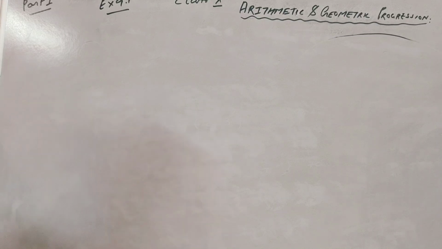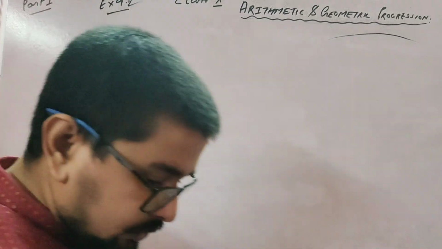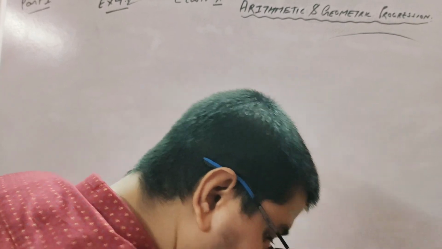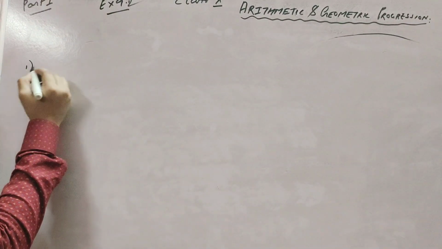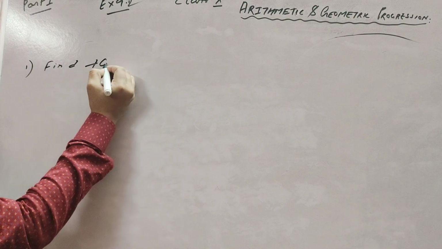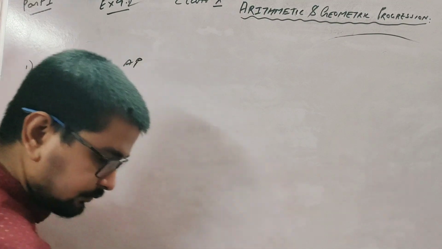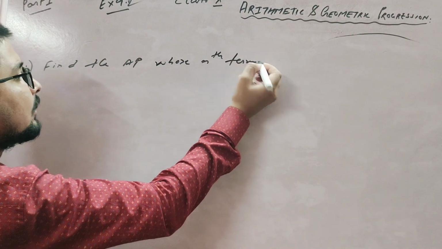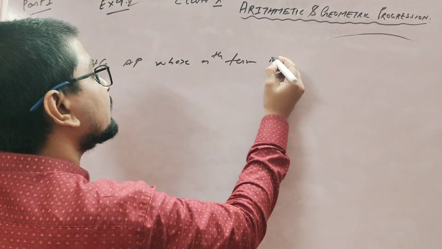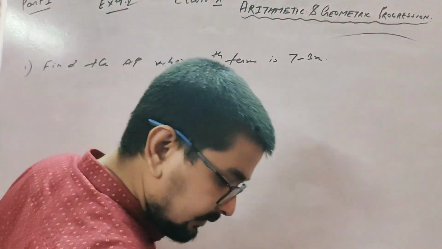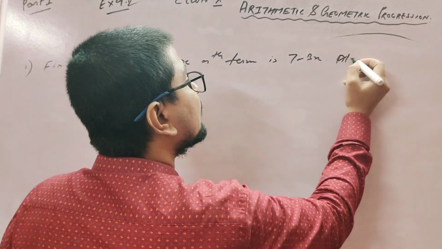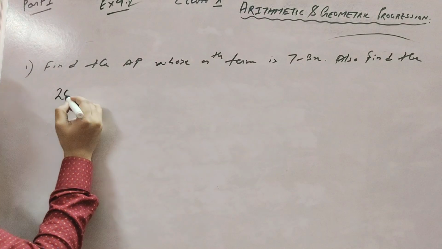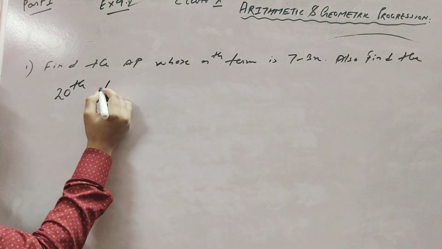Now it's time for exercise 9.2. Okay. So the first question in 9.2: find the AP whose nth term is 7 minus 3n, and also find the 20th term.